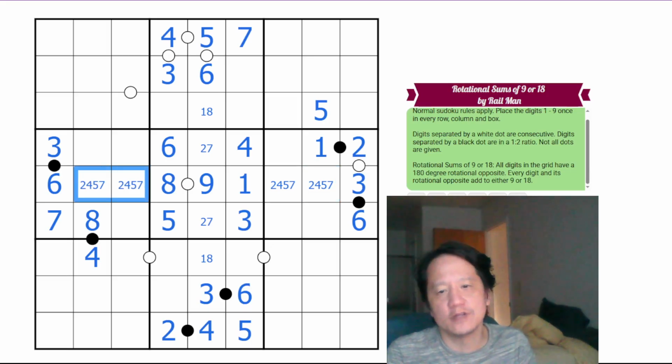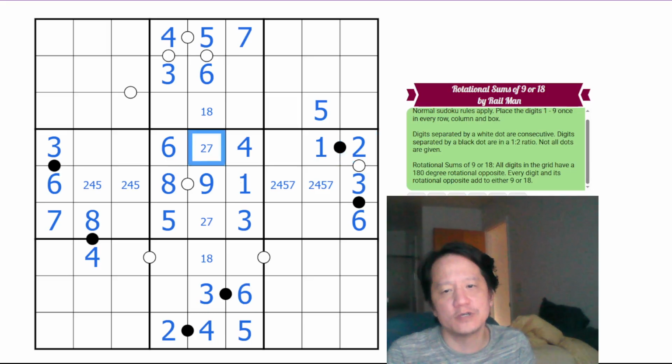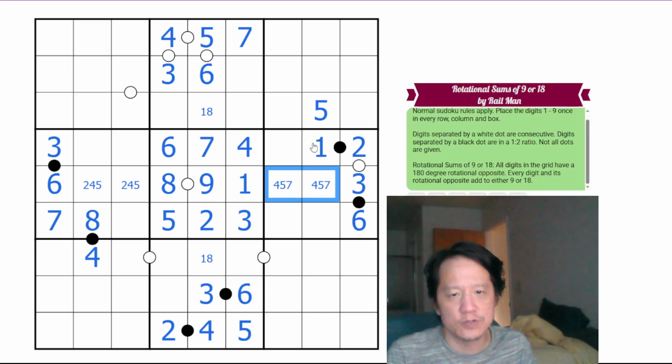There's no 7 here. 2 eliminates 2 here, so that's 7, which makes this 2. There's obviously no 2 here. 5 eliminates 5 here. 4 eliminates 4 here.